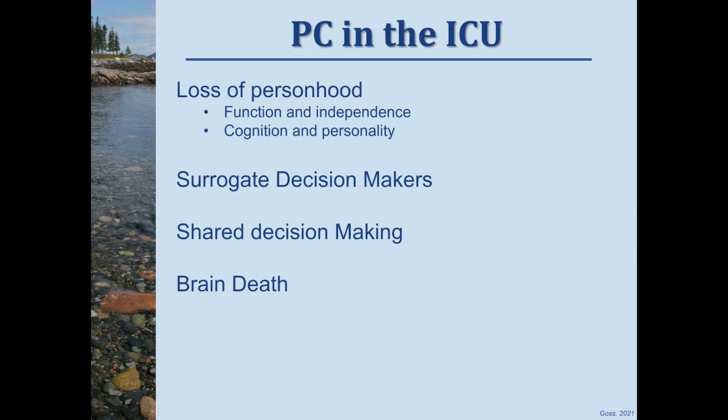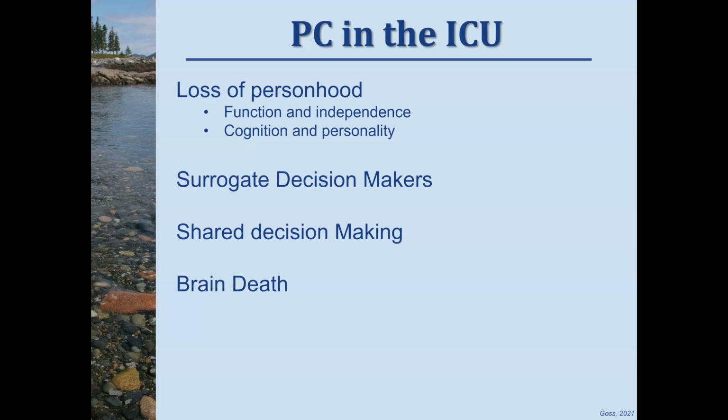In the ICU, and I apologize to the people in the room, you can't see my headers very well, but this is talking about what we deal with in the neuro ICU. Oftentimes we're talking about that loss of personhood. Function and independence are suddenly lost. Cognition and personality may be lost either temporarily or more permanently. We're often talking about who the surrogate decision makers are. A lot of what we do, as we try to figure out that treatment trajectory, is go down the path of shared decision making, trying to figure out what the physiologic realities are and what patient goals and values are, and how we can meet in the middle.